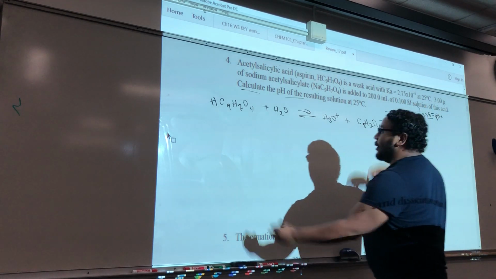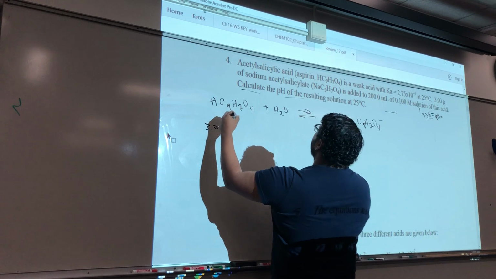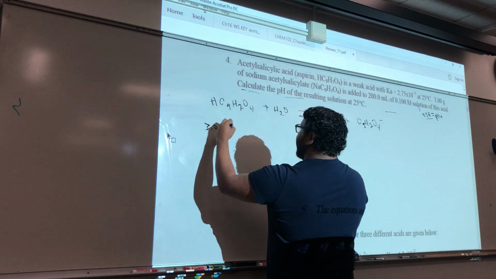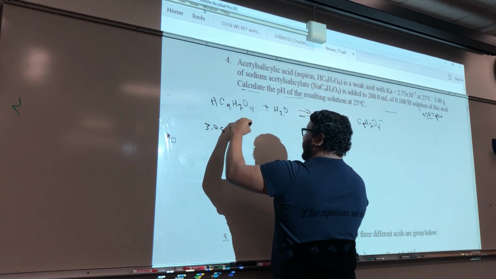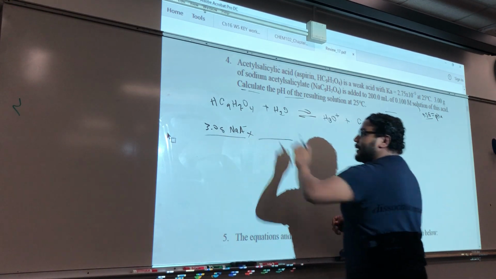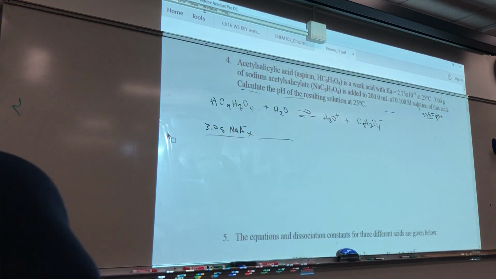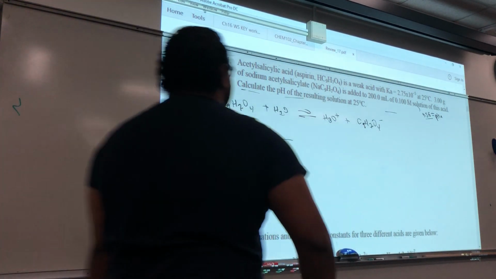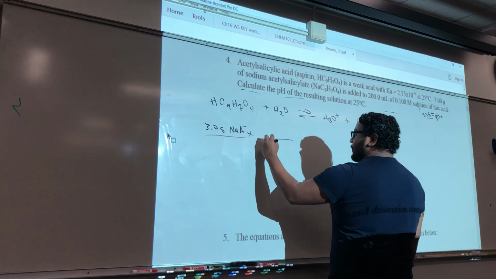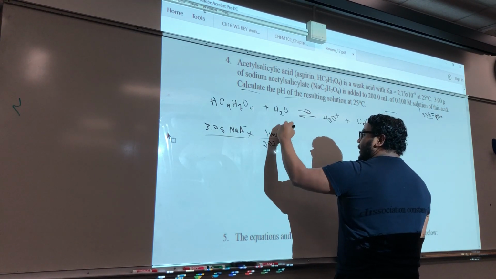So let's start with this 3 grams. That'd be 3.0 grams of sodium acetylsalicylate. I'm going to say just Na A minus, because I'm lazy. If we did the molar mass, we'd be able to get moles. Does anybody have that? The molar mass is 202 grams per 1 mole.